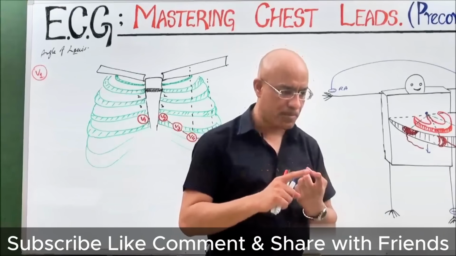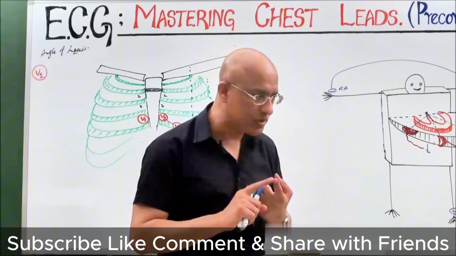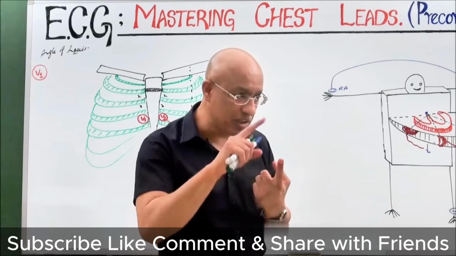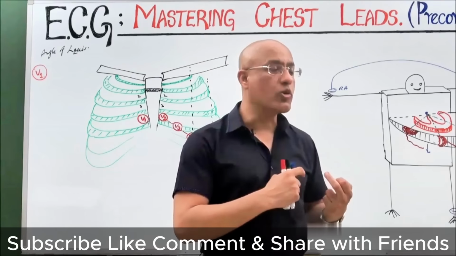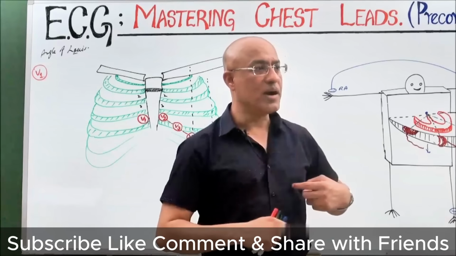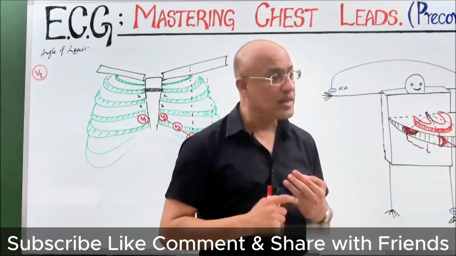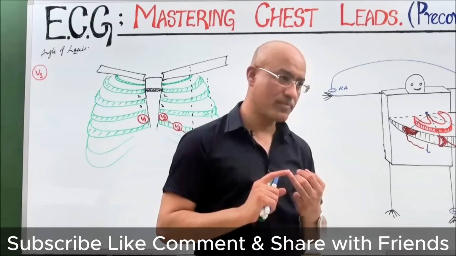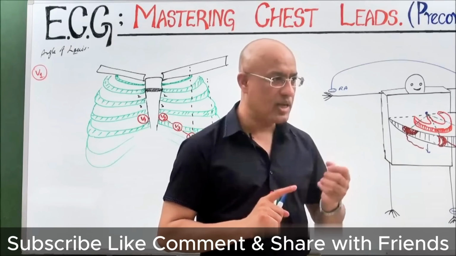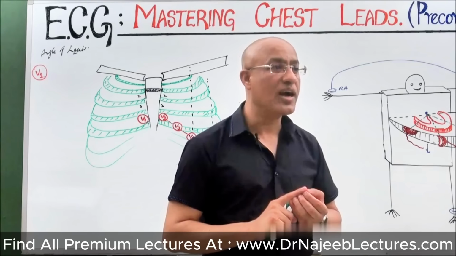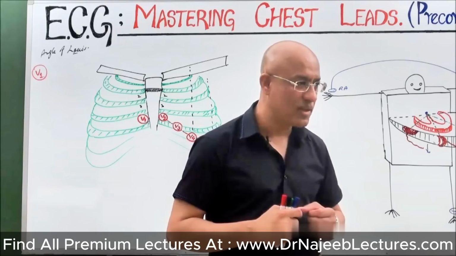Why? Number one, if you put it on the breast, the voltages which are picked up may be reduced or attenuated. Secondly, maybe you are recording from a higher intercostal space than you are supposed to. Thirdly, what could be a problem if you put your electrodes on the breast? Motion artifact. Of course, all of you should know that breasts are more mobile than your ribs. Am I right or wrong?